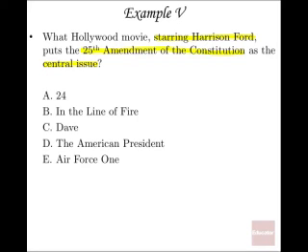Is that 24? And again, that's not a movie, although if you do watch the 24 series, a similar situation actually does come up, in which the vice president takes the powers of the presidency from the president at the time, but it's not a movie. In the Line of Fire deals with the Secret Service, starring Clint Eastwood. Dave is actually one of my favorite president movies, but this is a movie in which the president of the United States actually becomes incapacitated, and there's a presidential impersonator that takes over.